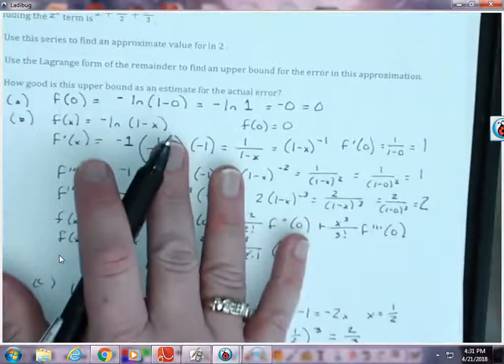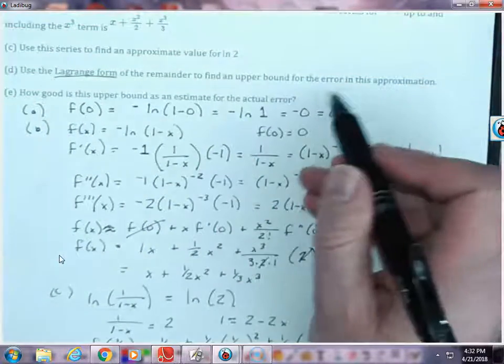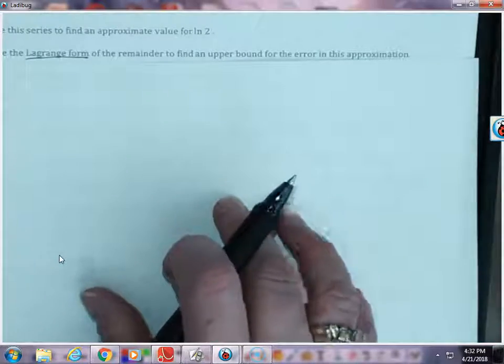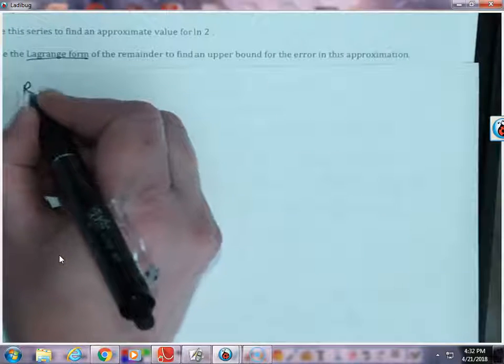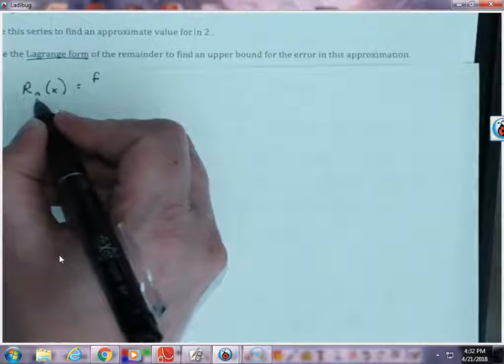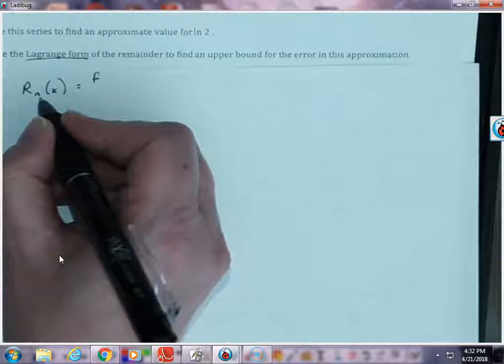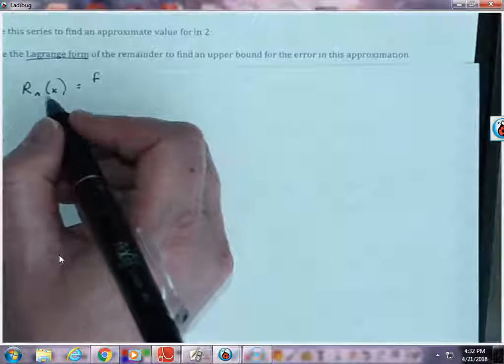So finally we get to what I said we'd be reviewing here on this problem, which is use the Lagrange form of the remainder to find an upper bound for the error in this approximation. Okay, so what we're going to do here is we're just going to write that down from the formula sheet. So I'm going to write this guy right here down. So to get the error, if you use 3 derivatives, this will be a 3 right here. So this will give you the error in a power series where you have gone to the n being 3, power of 3 being your highest power.